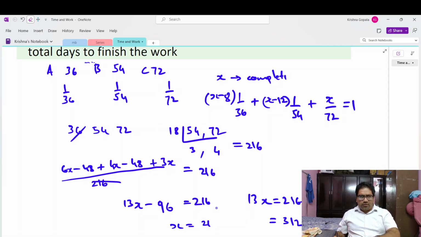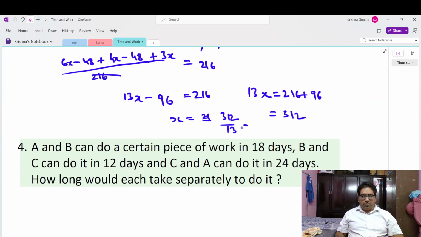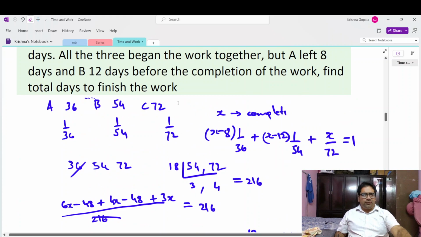So x equals 312 by 13, which is equal to 24 days. This is the answer. Right? I hope you have understood this.